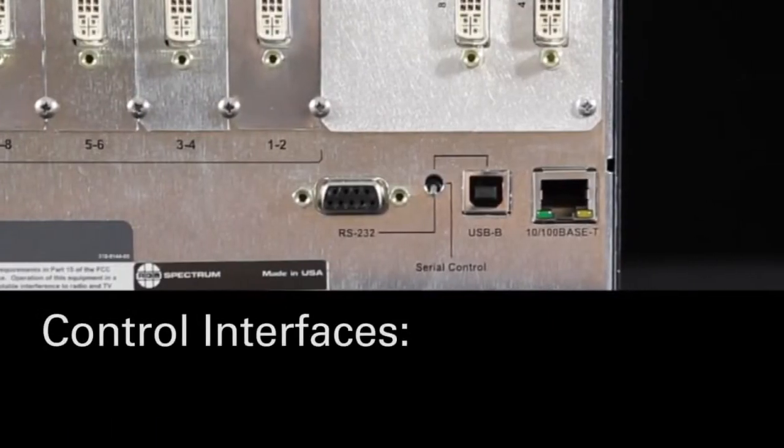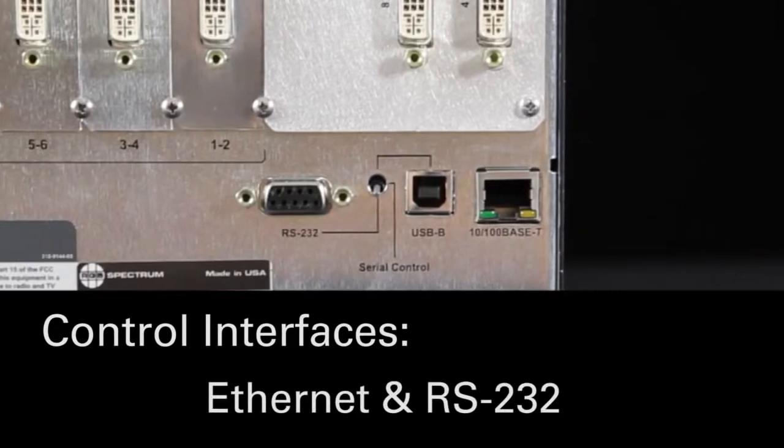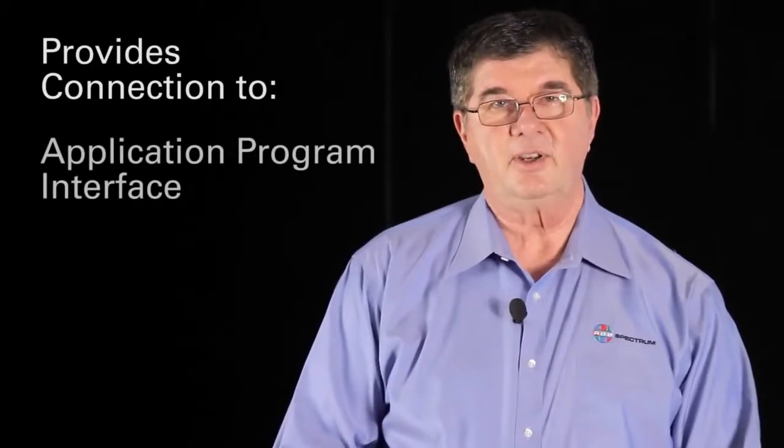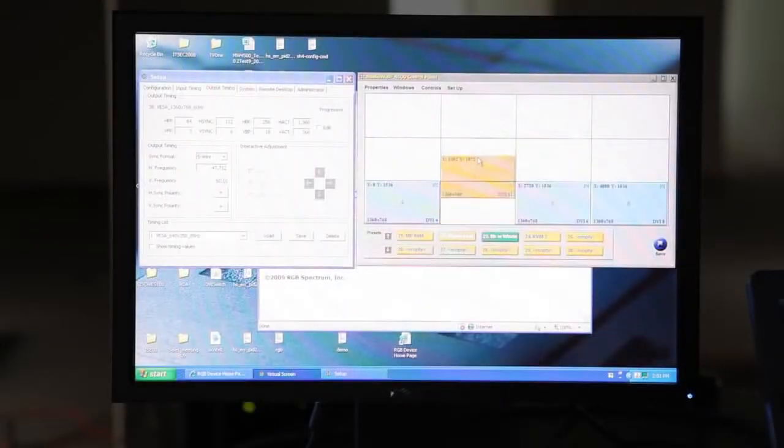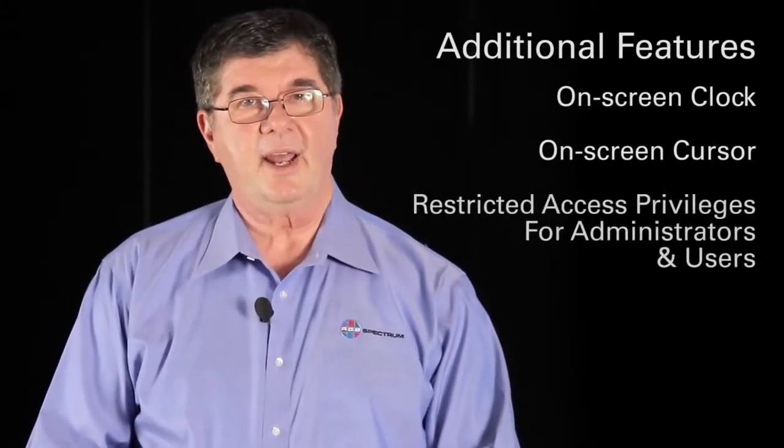MediaWall control interfaces include Ethernet and RS-232 for connection to an application program interface, a telnet interface, and our web control panel, which is accessed by a browser. In addition, there's an on-screen clock, on-screen cursor control, and restricted access for administrator and user privileges.